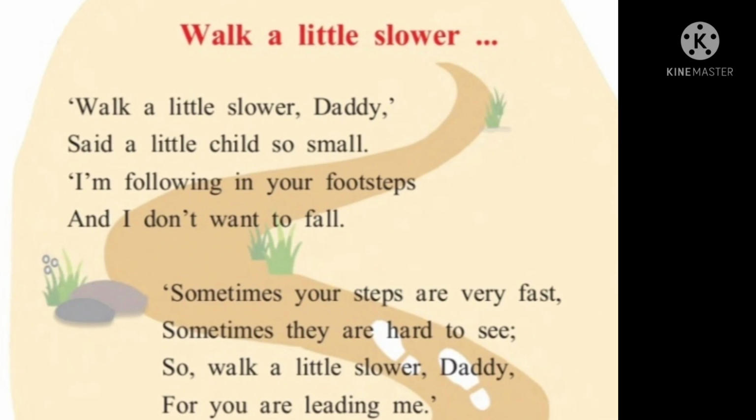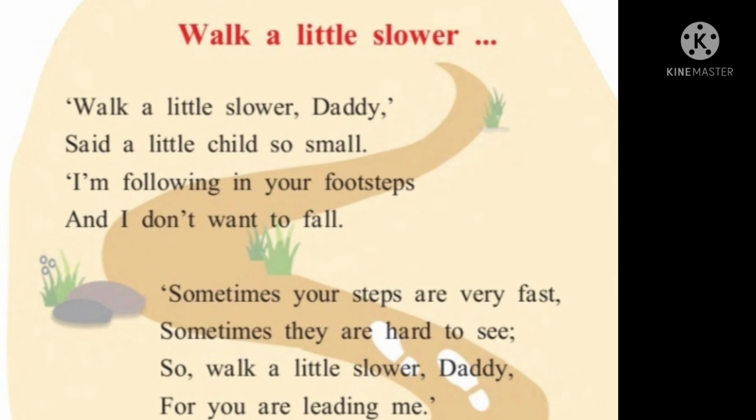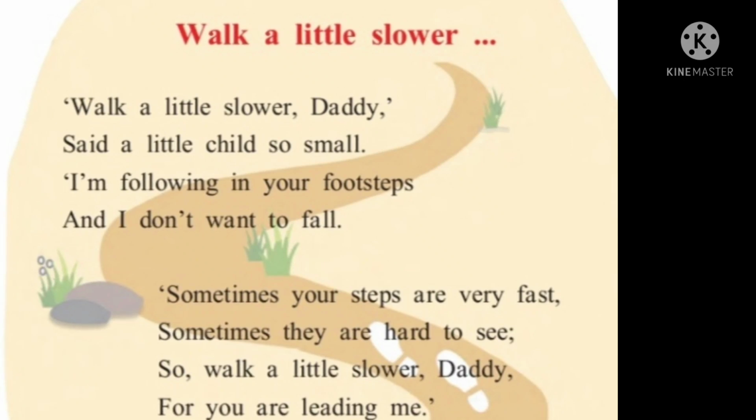Here, the poet doesn't want only the activity of walking, something more than that. He wants that his father should lead his own life in such a way that the child should follow the way his daddy is walking or leading his life.